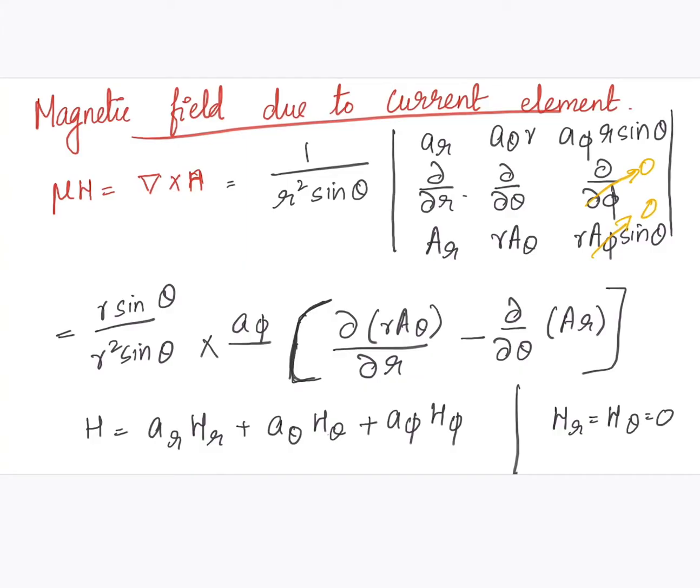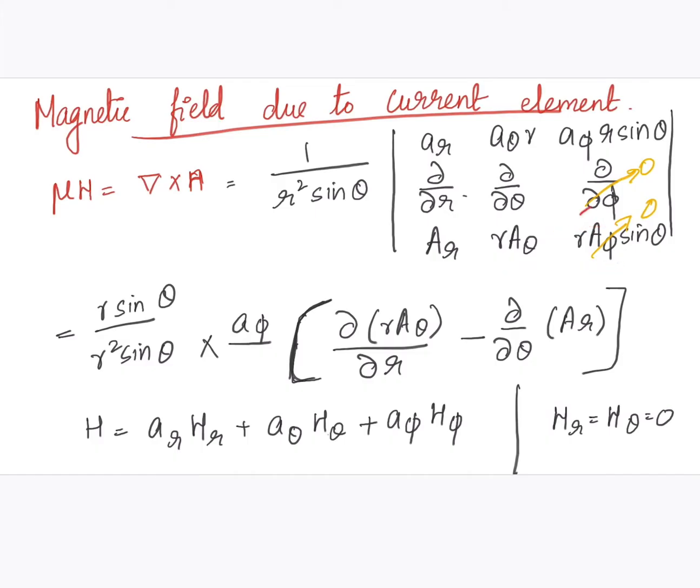Now next is the magnetic field due to the current element. The magnetic field equation is given by mu H is equal to del cross A. Now del cross A, as a general formula, can be written as 1 by r square sin theta times the determinant. So this is the general formula for del cross A.